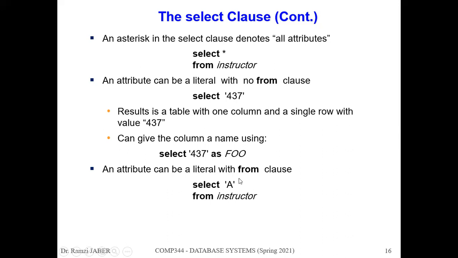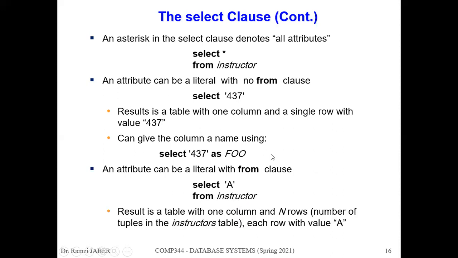What is the difference here? Here we have select 'A' in single quotes from instructor. Here we overwrite all the data. So in this special case, the result is a table with one column and n rows, the number of tuples in the instructor table, each row with the value A. So we overwrite all the data in the table with A. These are our special cases, okay.